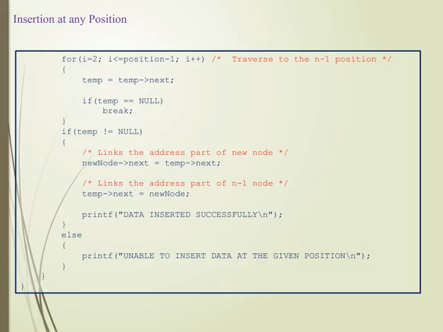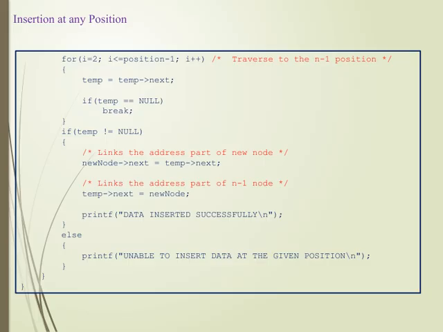During this traversal, if we encounter a null pointer before reaching our target, it means the position is beyond the length of the list, and we can't insert there. That's why we check if temp is null after the loop. If it is, we know insertion isn't possible at that position. If temp is not null, it means we've successfully reached the node just before our desired insertion point.